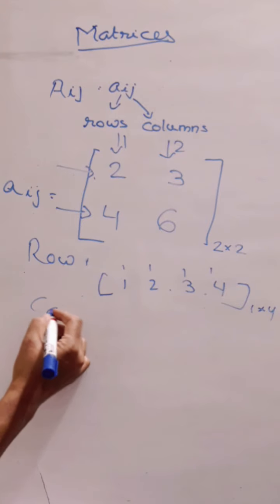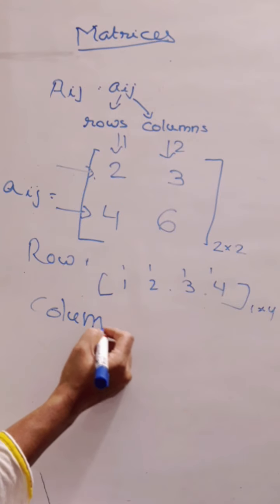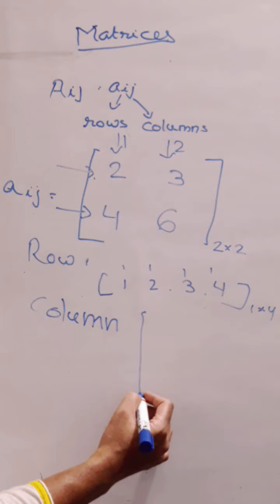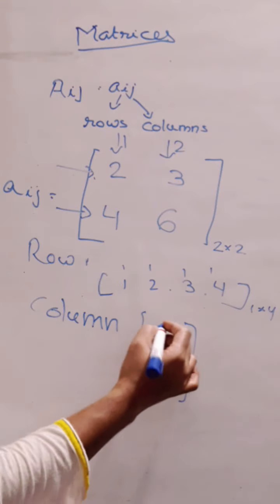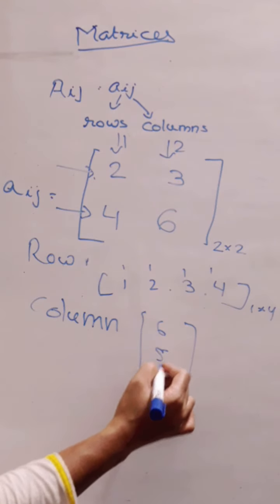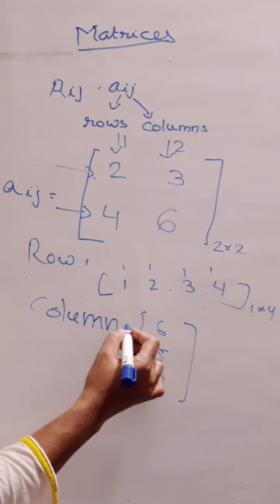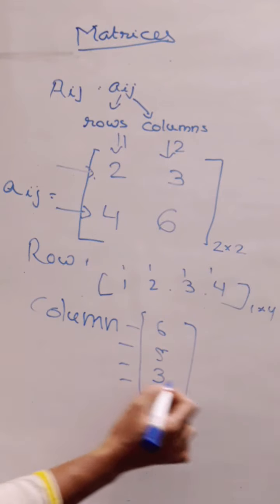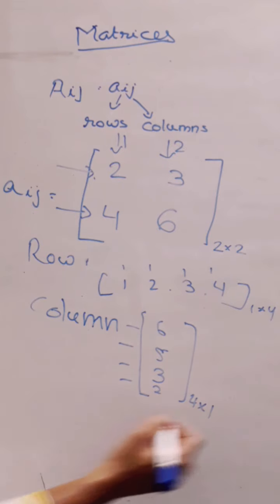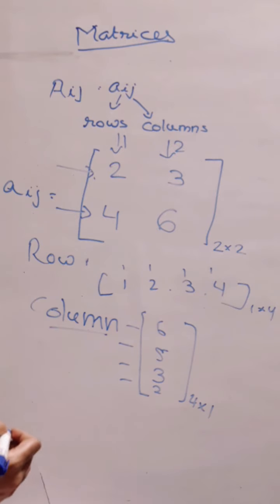Now second comes the column matrix. In a column matrix we have only one column. So I can have 6, 5, 3, 2. Now here I have 1, 2, 3, 4 rows, 4 rows and 1 column. So it is called a column matrix.